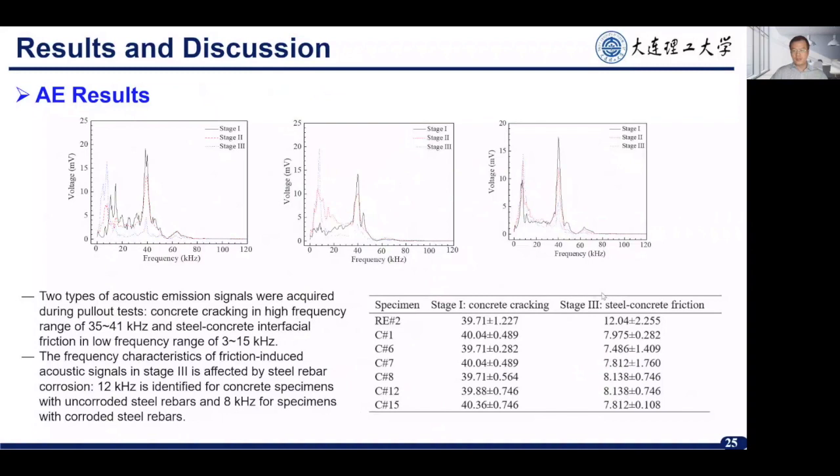And also in the descending portion, stage 3 is a low frequency range. It's due to the steel-concrete friction. It's around 3 to 15 kilohertz.